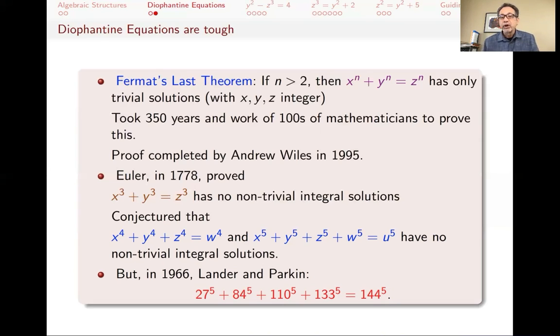In fact, this was one of the first instances where a computer was used to do computing and solve a math problem. Since then, solutions to x to the fourth plus y to the fourth plus z to the fourth equals w to the fourth have also been found. And so this conjecture is just completely wrong. And this shows why working with Diophantine equations is tough. The theory that could come up with these random kinds of solutions is pretty tough.